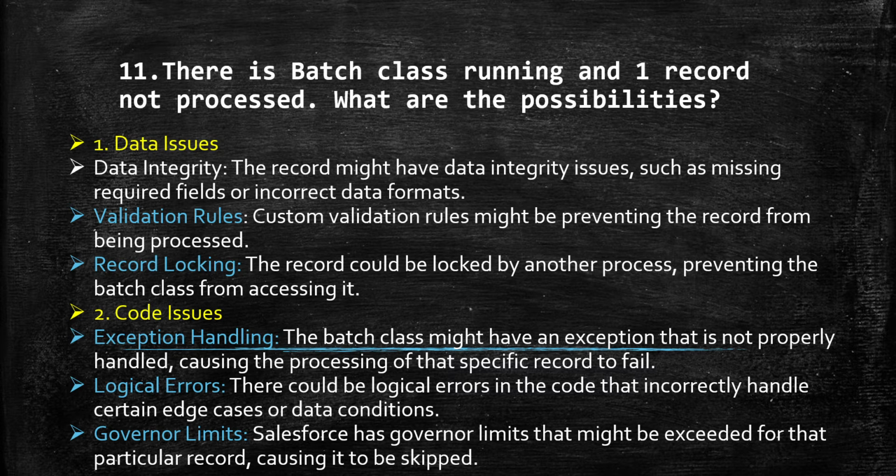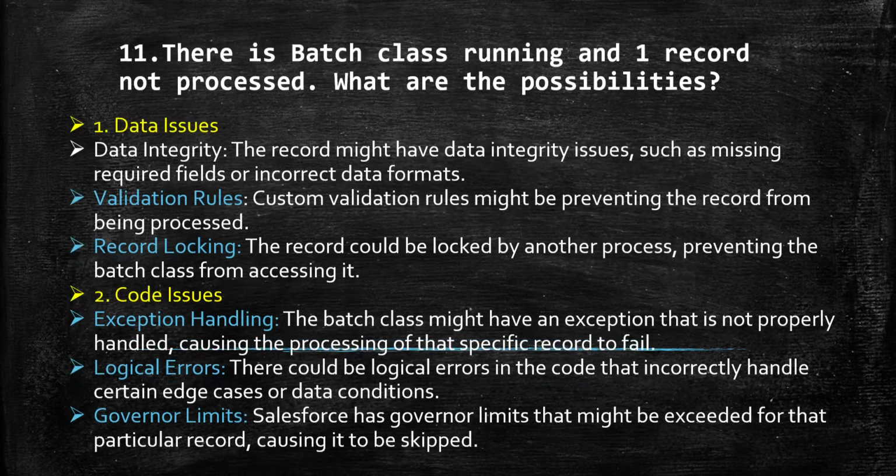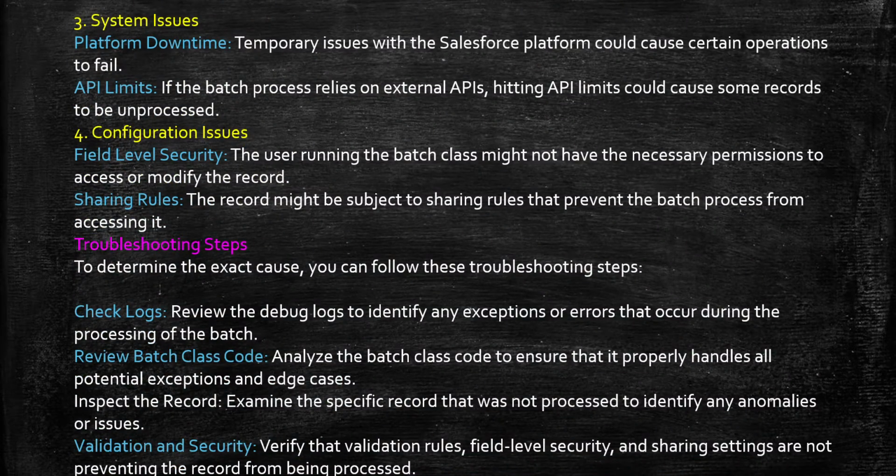Second is code issues. Code issues come under various things, that is exception handling, logical errors, and governor limits. And third is system issues, that is platform down. Suppose your code is running and in between the platform goes down, so Salesforce is down, so it might be an option; that is, it will be covered under system issues and API limits.